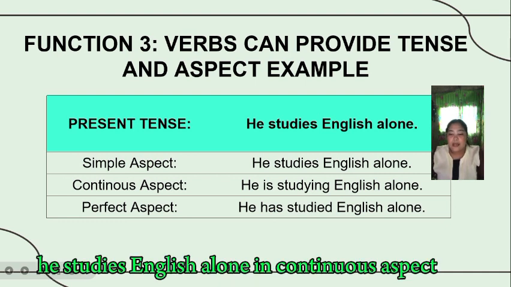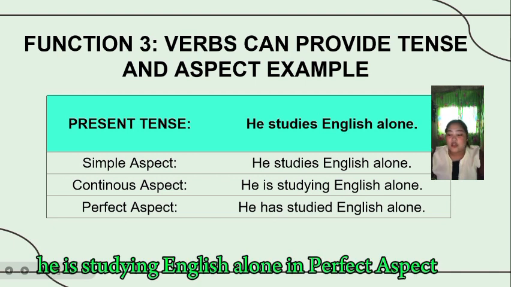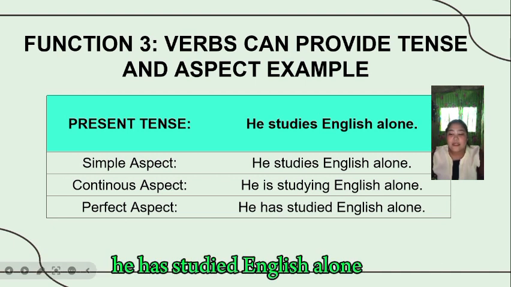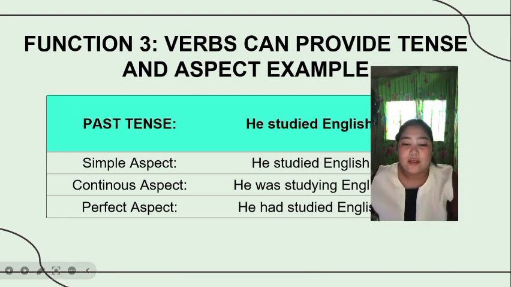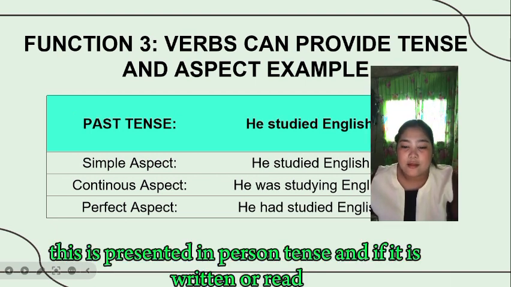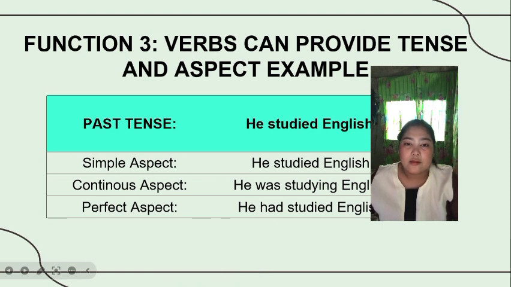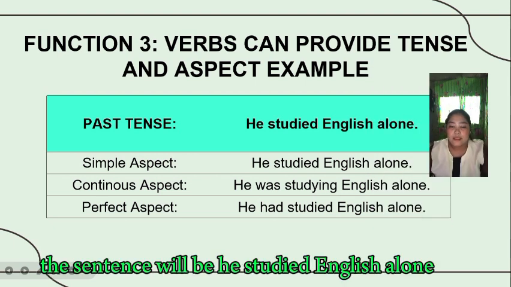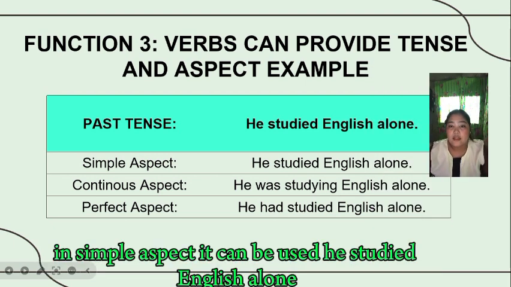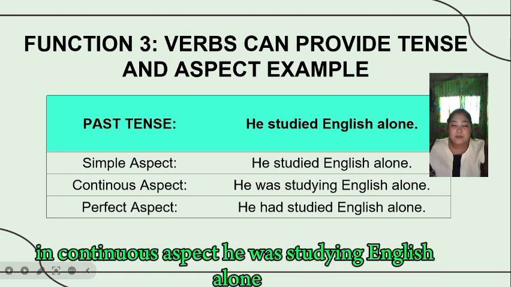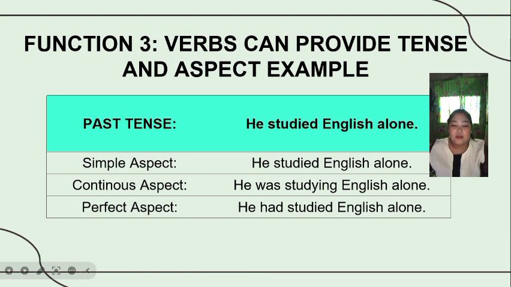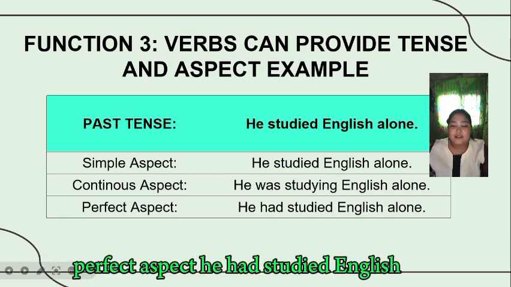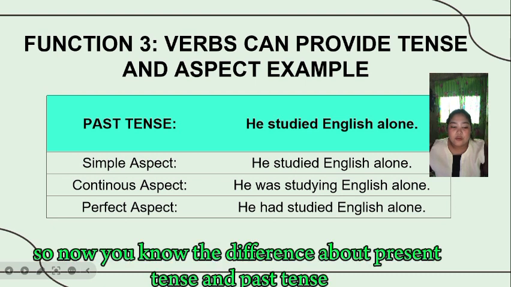In continuous aspect, he is studying English alone. In perfect aspect, he has studied English alone. This is presented in present tense. And if it is written or read in past tense, the sentence will be he studied English alone. In simple aspect, he studied English alone. In continuous aspect, he was studying English alone. Perfect aspect, he had studied English alone. So now you know the difference between present tense and past tense.